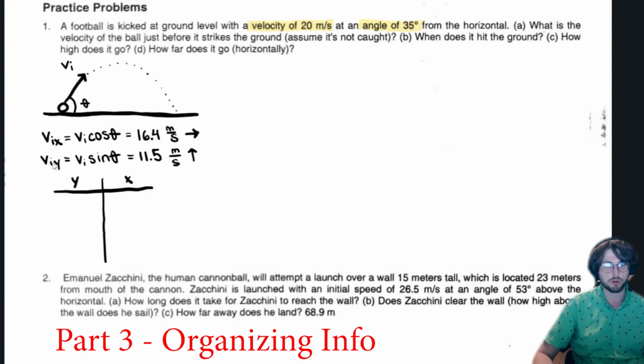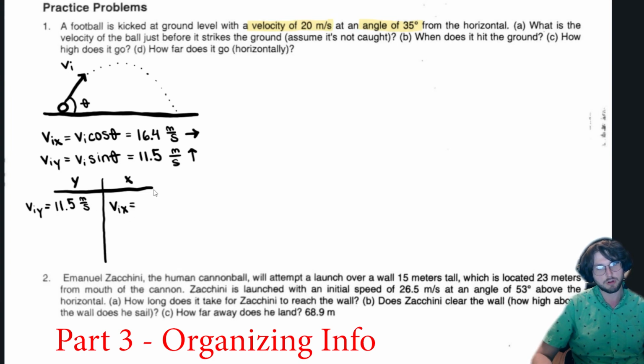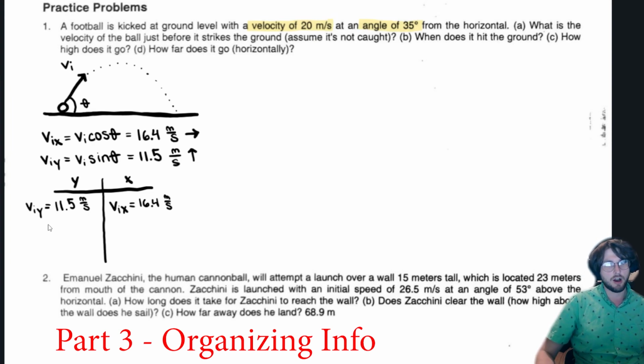For instance, in the vertical direction, we just found a velocity, and in the x direction, we also found a velocity. So Viy right here should equal 11.5 meters per second. And then Vix in the x column should equal 16.4 meters per second. Other things in the y direction that you could take advantage of are the acceleration due to gravity, ay, which would be negative 9.8 meters per second squared.